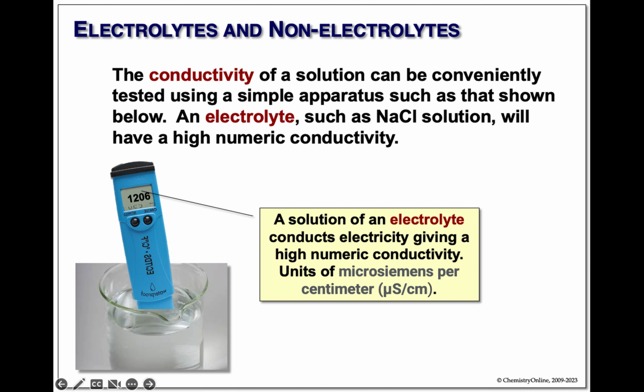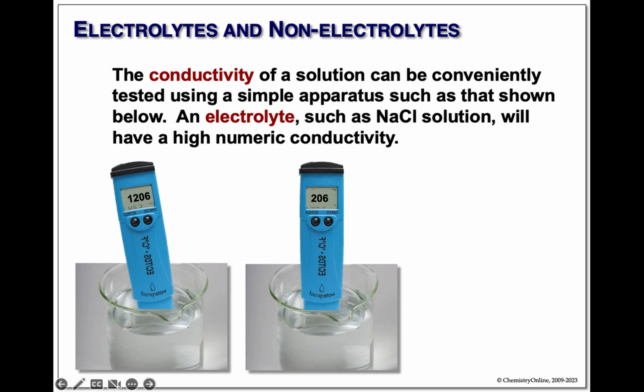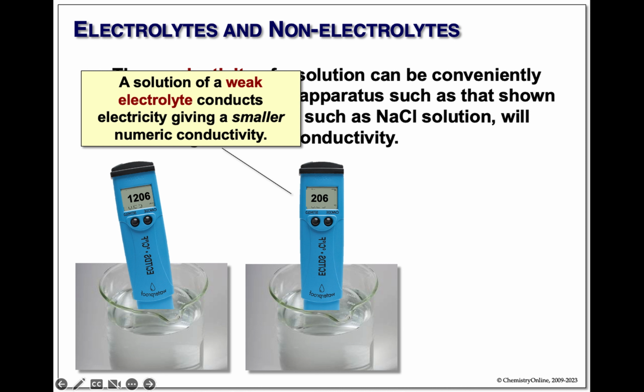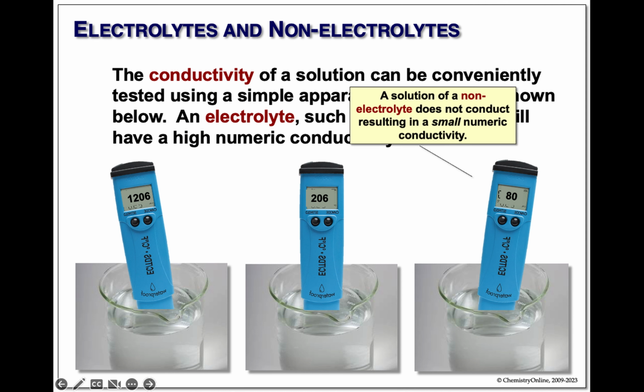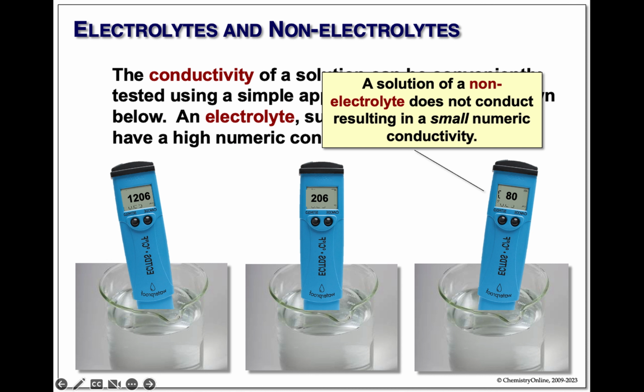If we go to a weak electrolyte, we get a much smaller number. And if we do a non-electrolyte dissolved in water, we don't get 0. Again, chapter 8 will explain why, but we get a very small number.